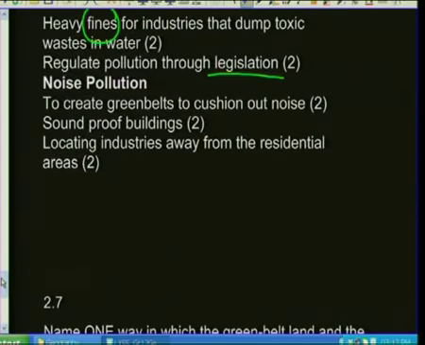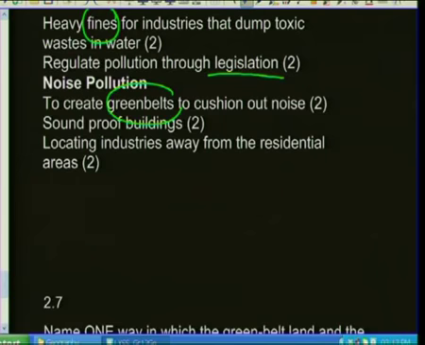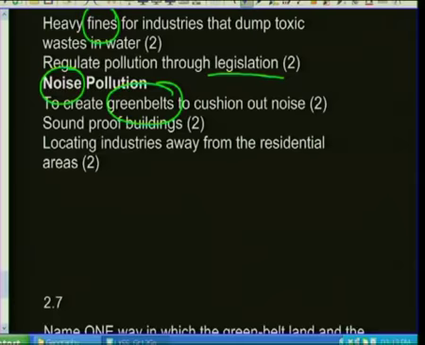As far as noise pollution is concerned, one thing we can do is put in a green belt to cushion out the noise. Now, a green belt is an area of land that is left natural. And even if that means we create a natural area like a forest or an area of grassland that creates a buffer zone between the industrial area and any residential area, that will go some way to reducing our levels of noise pollution. Let's move on to 2.7.